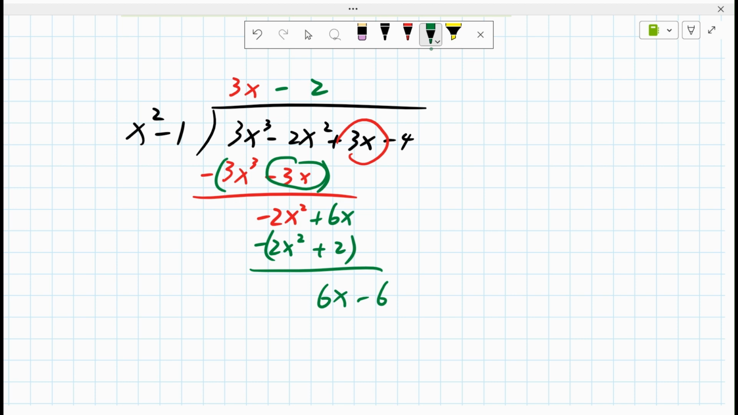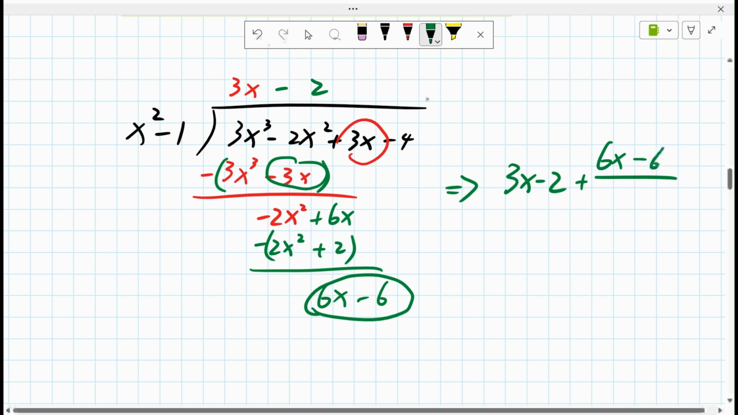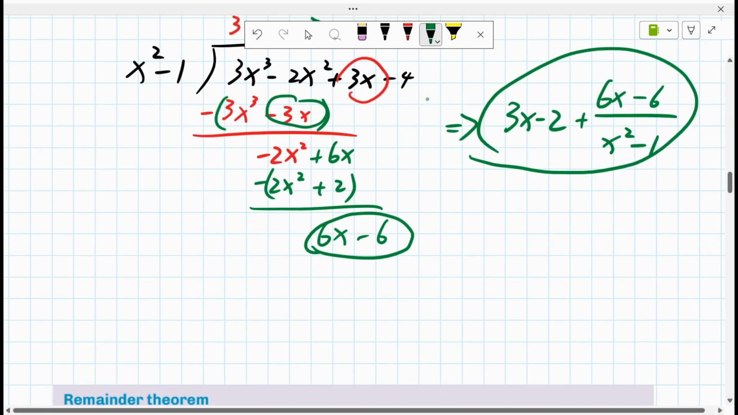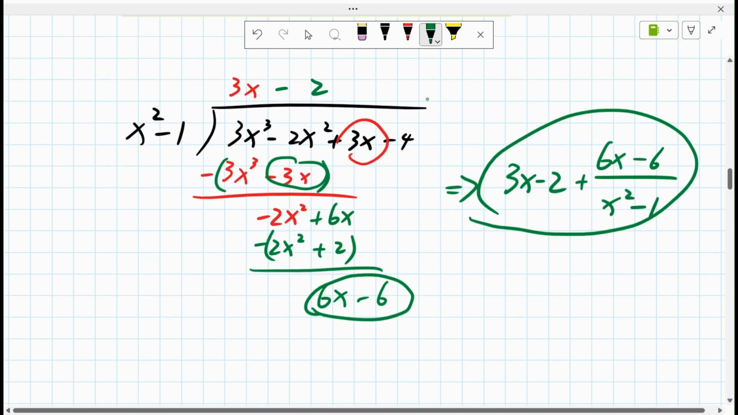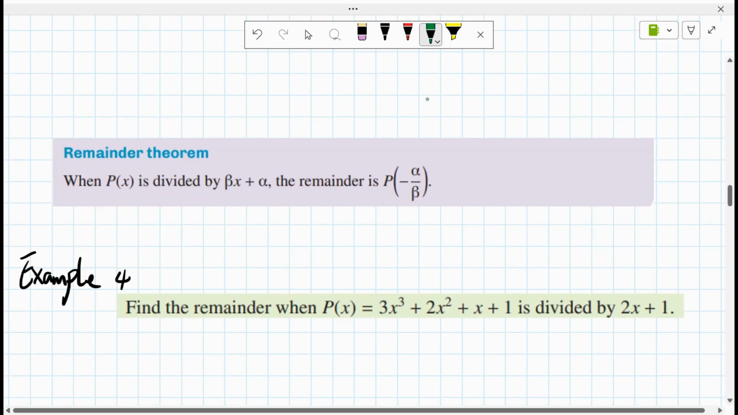So we get 3x minus 2 plus, make sure it's plus, your remainder written on top of the fraction, and down the bottom is still x squared minus 1. And that is your final answer. So please make sure you know this one, and in the next video we're going to keep going and tell you what the remainder theorem looks like.